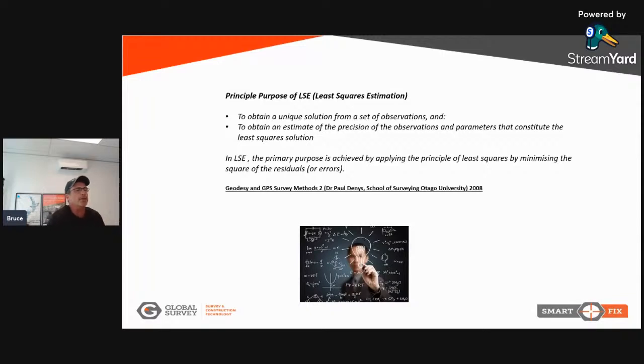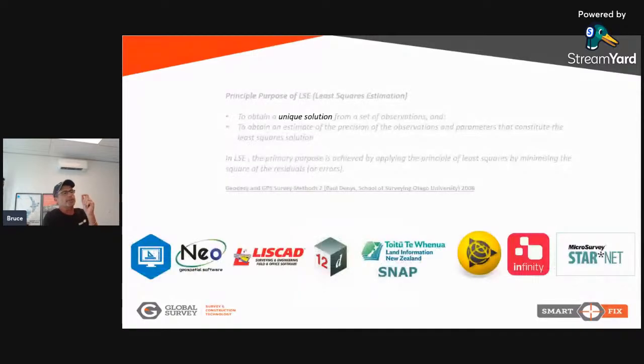So if we have a little bit of a think about what this unique solution is about, what it means is it shouldn't matter what software you're processing in: Magnet, Neo, ListCAD, 12D, Snap, TVC, Infinity, StarNet, they all have least squares adjustment modules. It shouldn't matter which of those programs you use, you should get the same result as long as you use the same parameters and the same observations. The point to note here is that word parameters. If you don't use the same parameters, you'll get a different unique result.